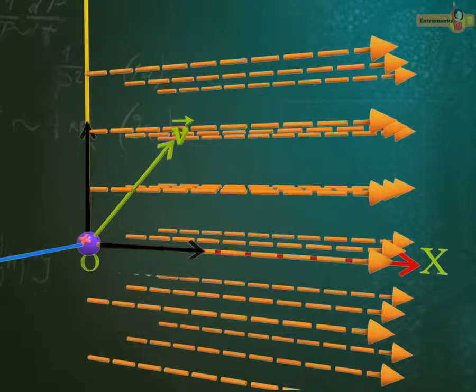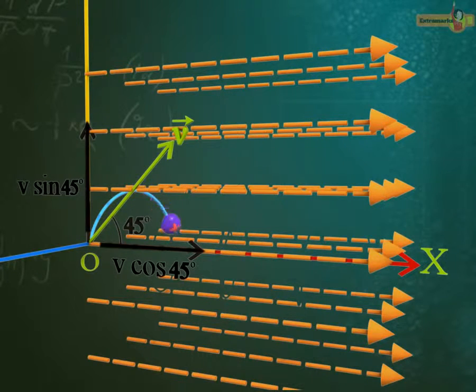As the angle theta between the velocity and the magnetic field increases, the radius increases as it depends on v sin theta, and the pitch decreases as it depends on v cos theta.